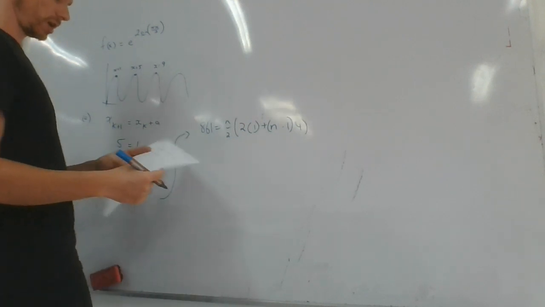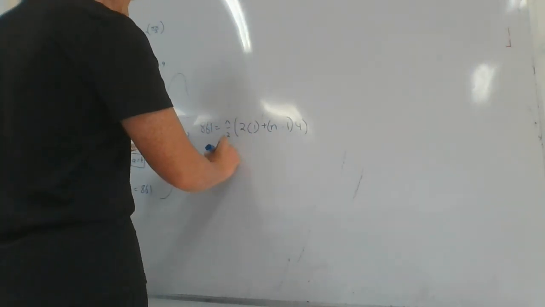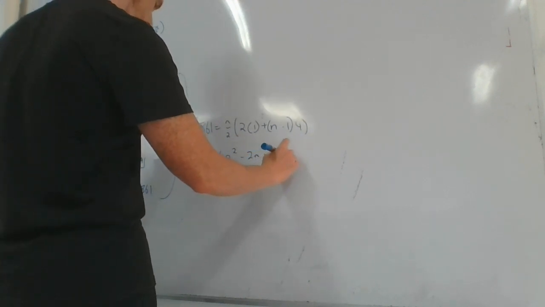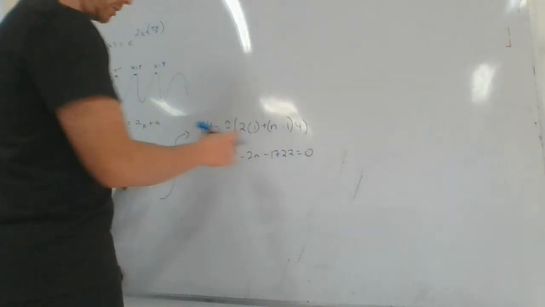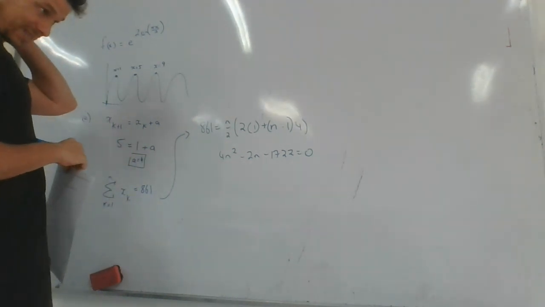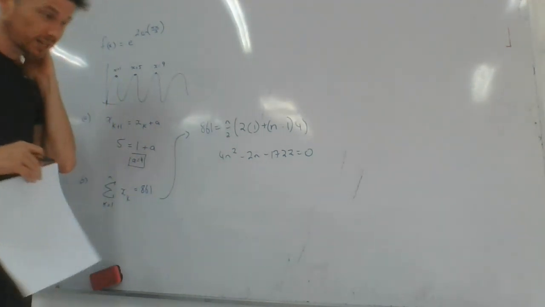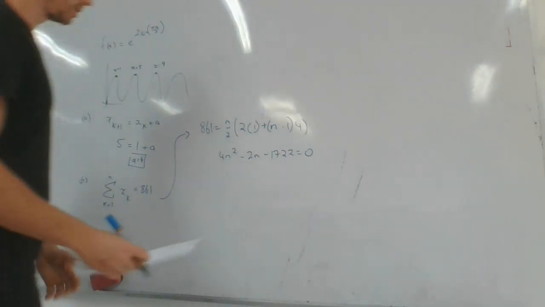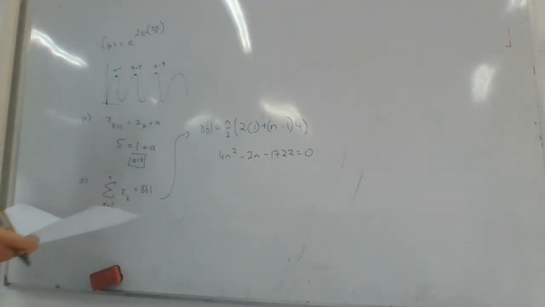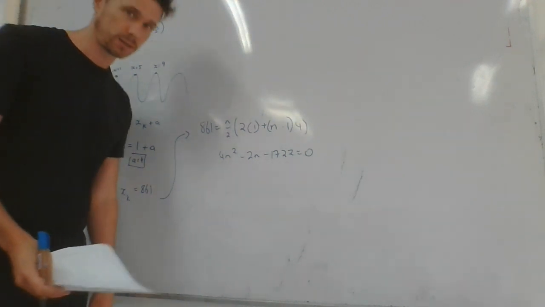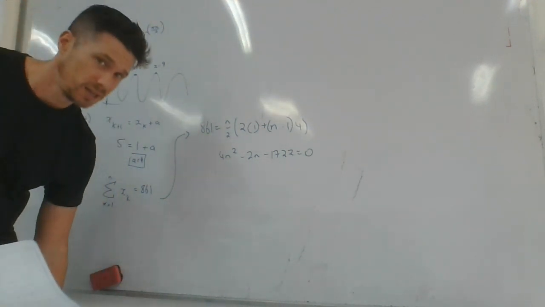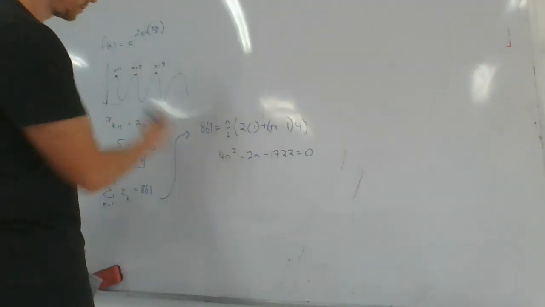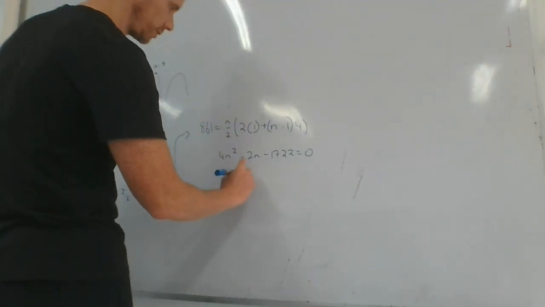If you want, you can rearrange it and multiply out, tidy it up, and you get 4n squared minus 2n minus 1722 equals 0. You probably could divide that by 2, then put it into your calculator, draw it on your calculator, and find where it crosses the x-axis. And it crosses the x-axis at 2 places, when x is minus 21 and 21, so it has to be the positive one, because it's increasing. So it has to be the 21st term.